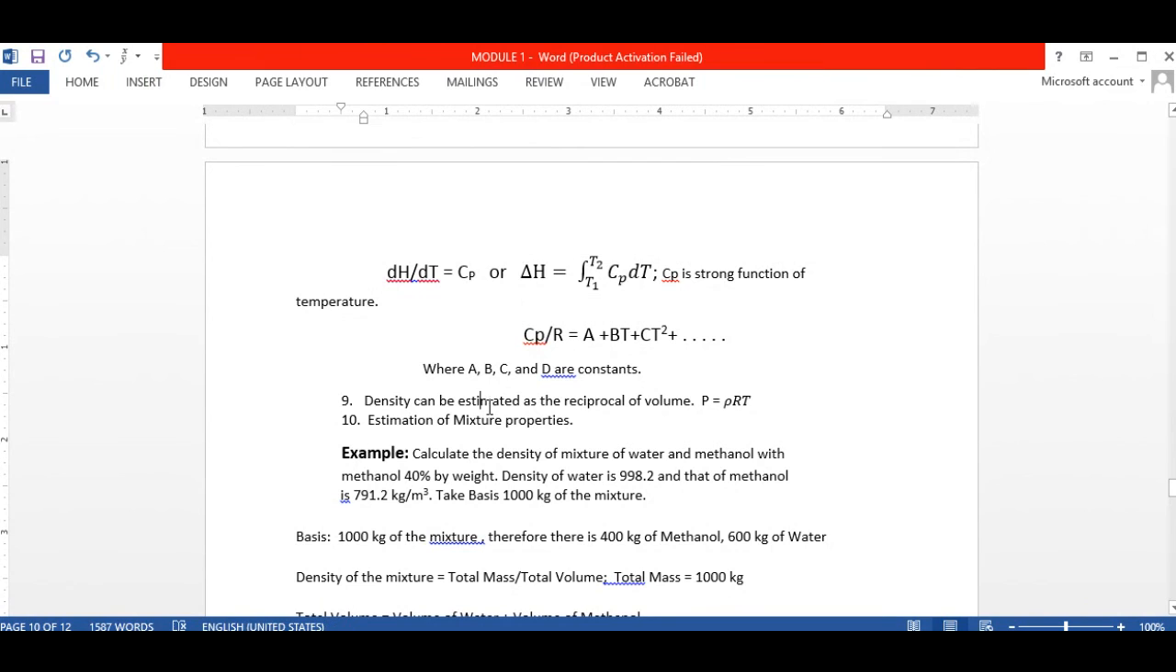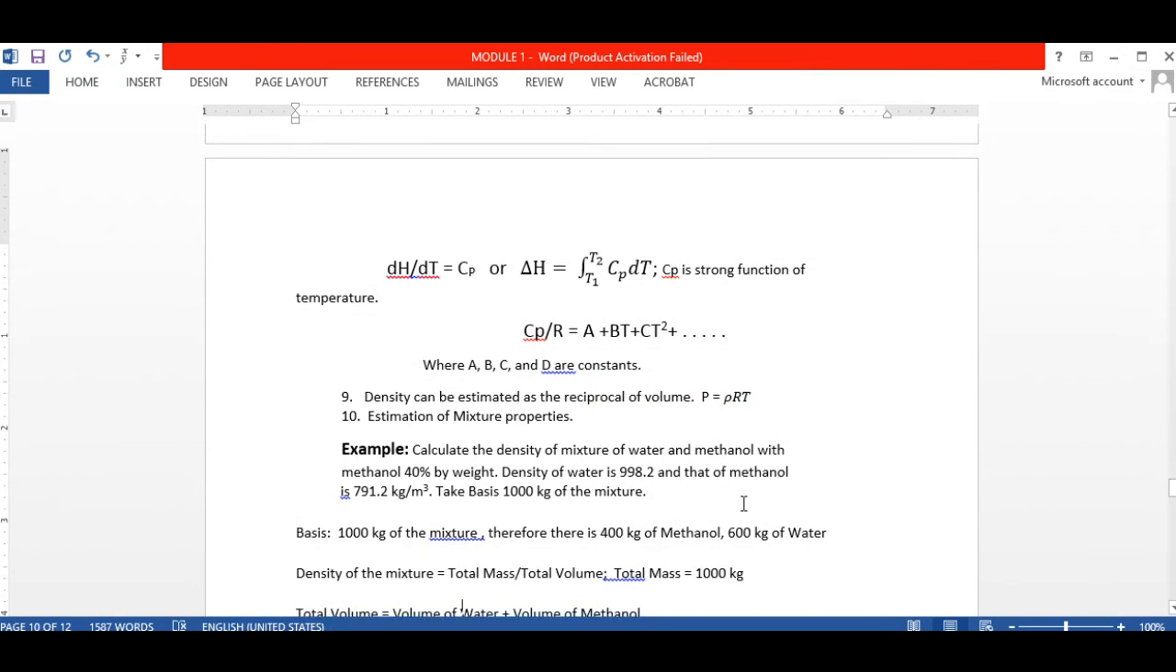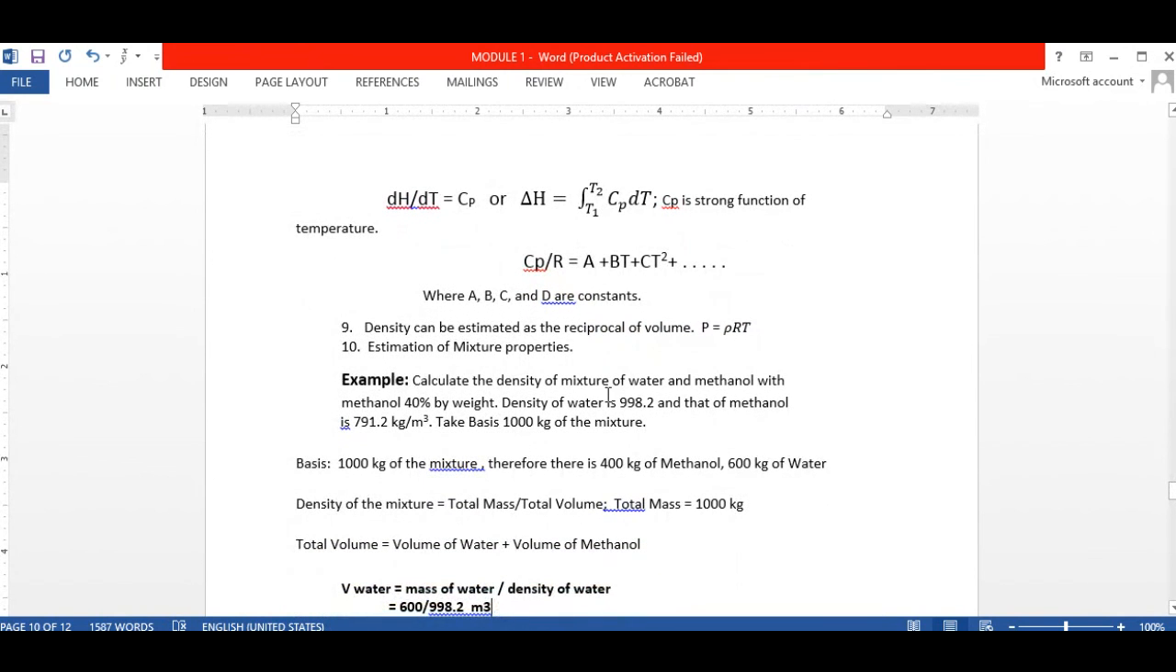Similarly, as I just told you, density is the reciprocal of volume, so P is equal to rho RT. And then also comes the calculation of mixture properties. This is the example: how to calculate the density of a mixture of water and methanol. Here, let me highlight this one.